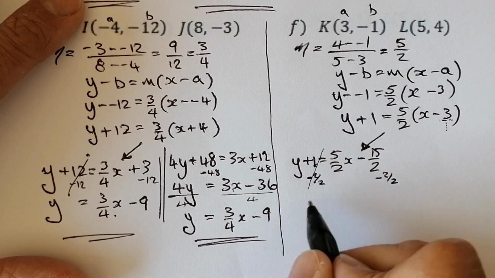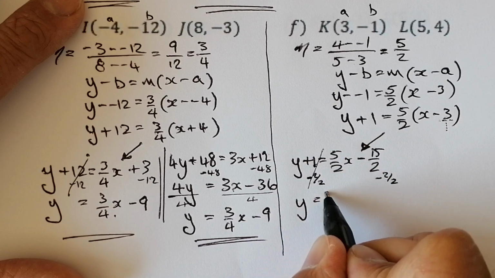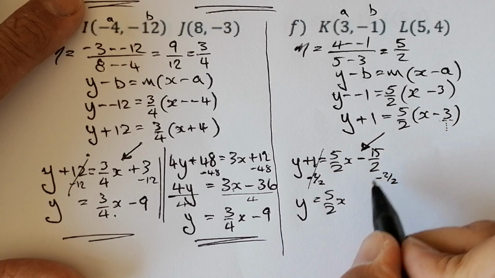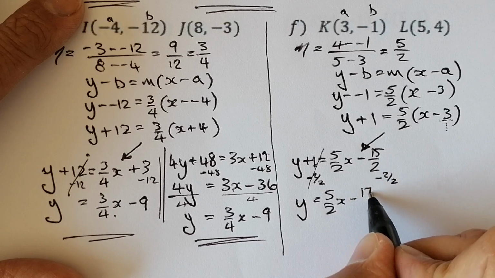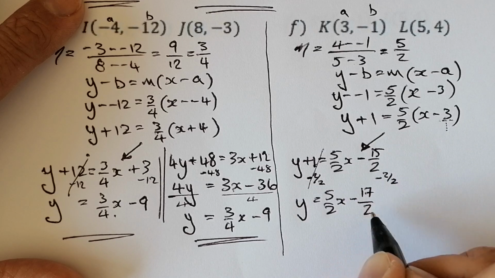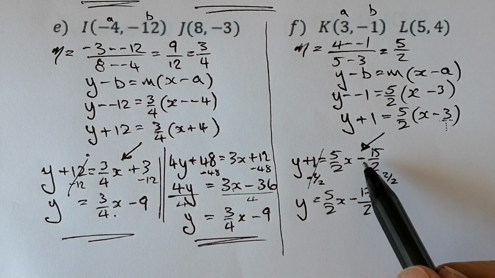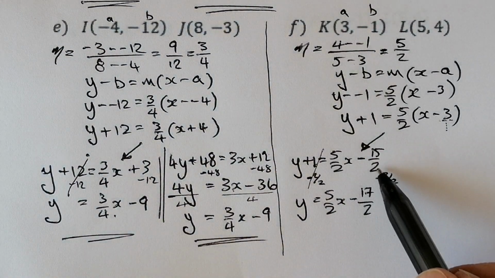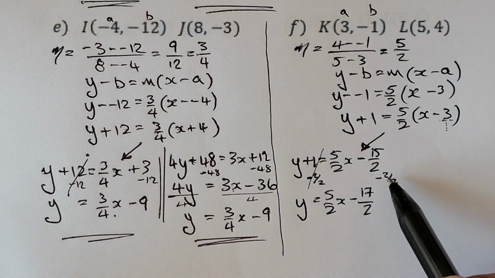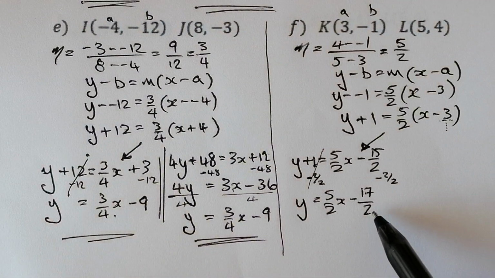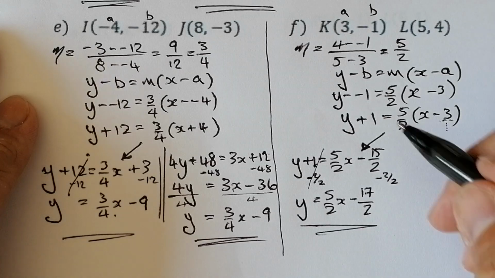That will eliminate this side here, leaving me with y is equal to 5 upon 2x, and that'll be minus 17 all over 2. So remember, if I've got negative 15 upon 2, or 15 halves, I take away another 2 halves, takes me down to minus 17 halves, or minus 17 over 2. So that would be my answer there.